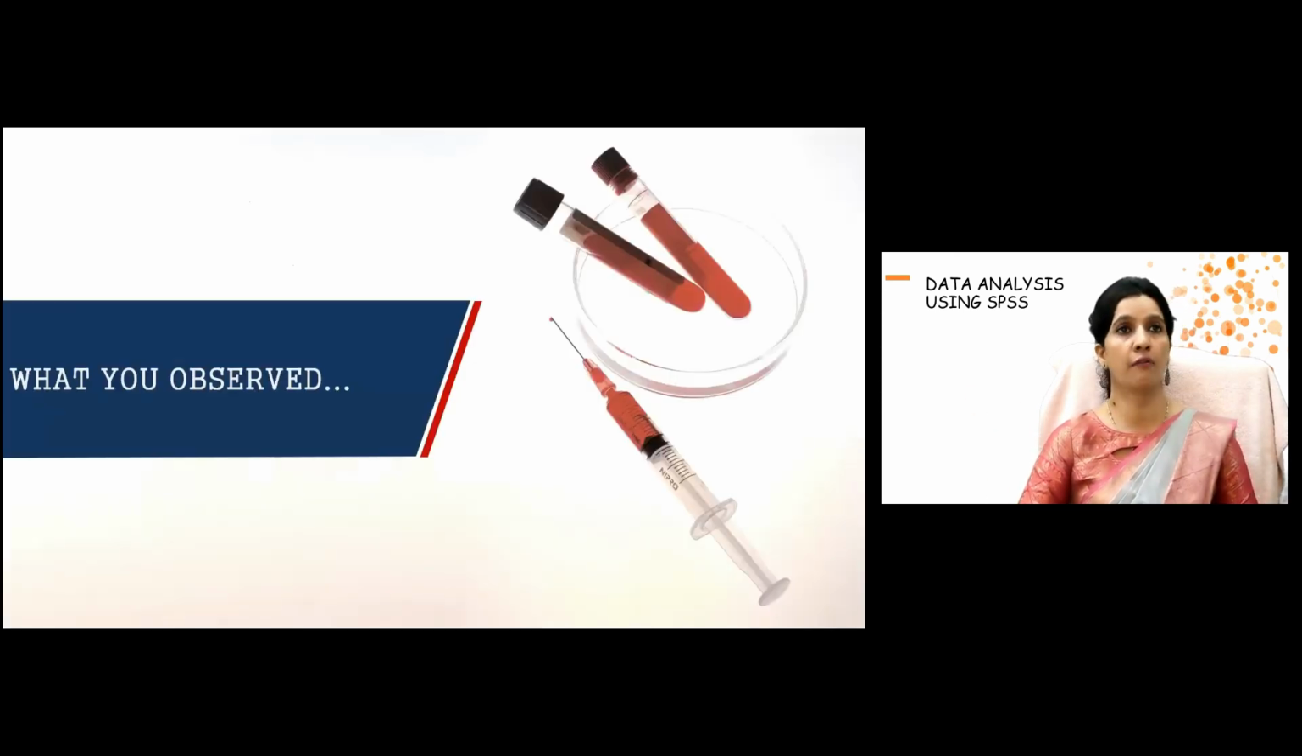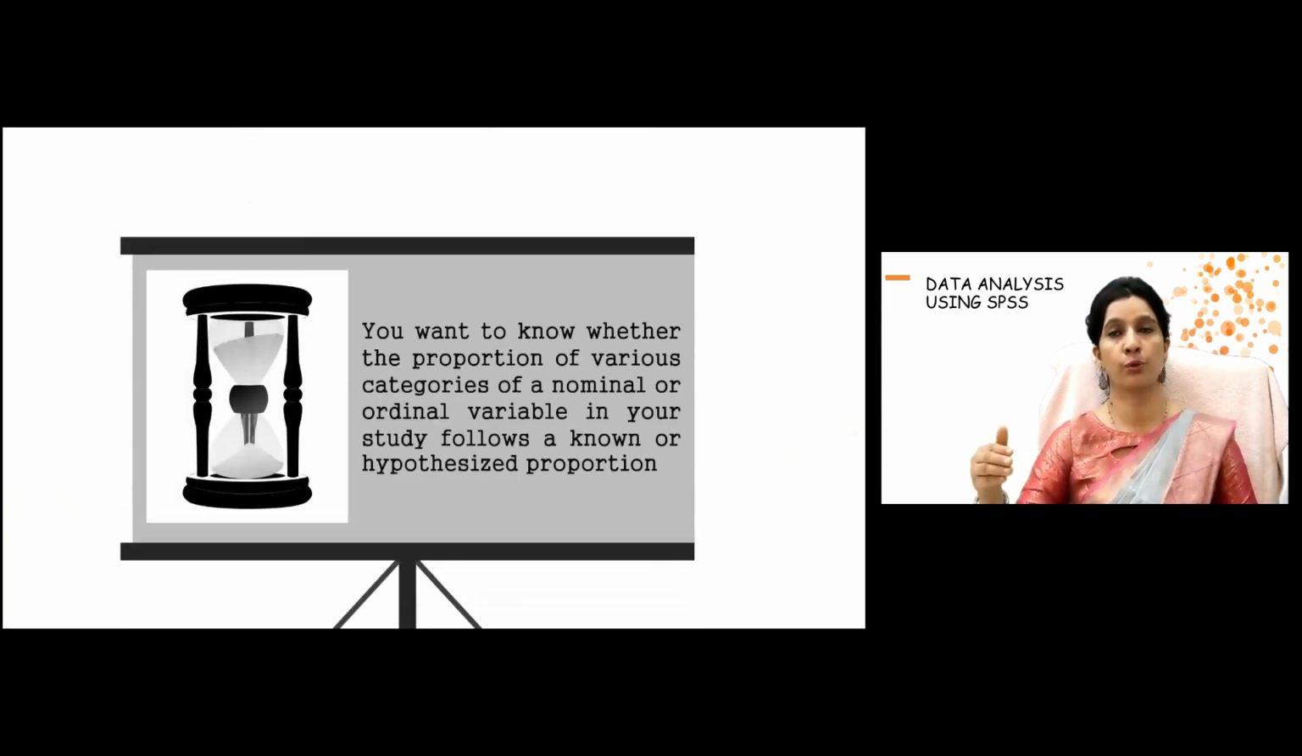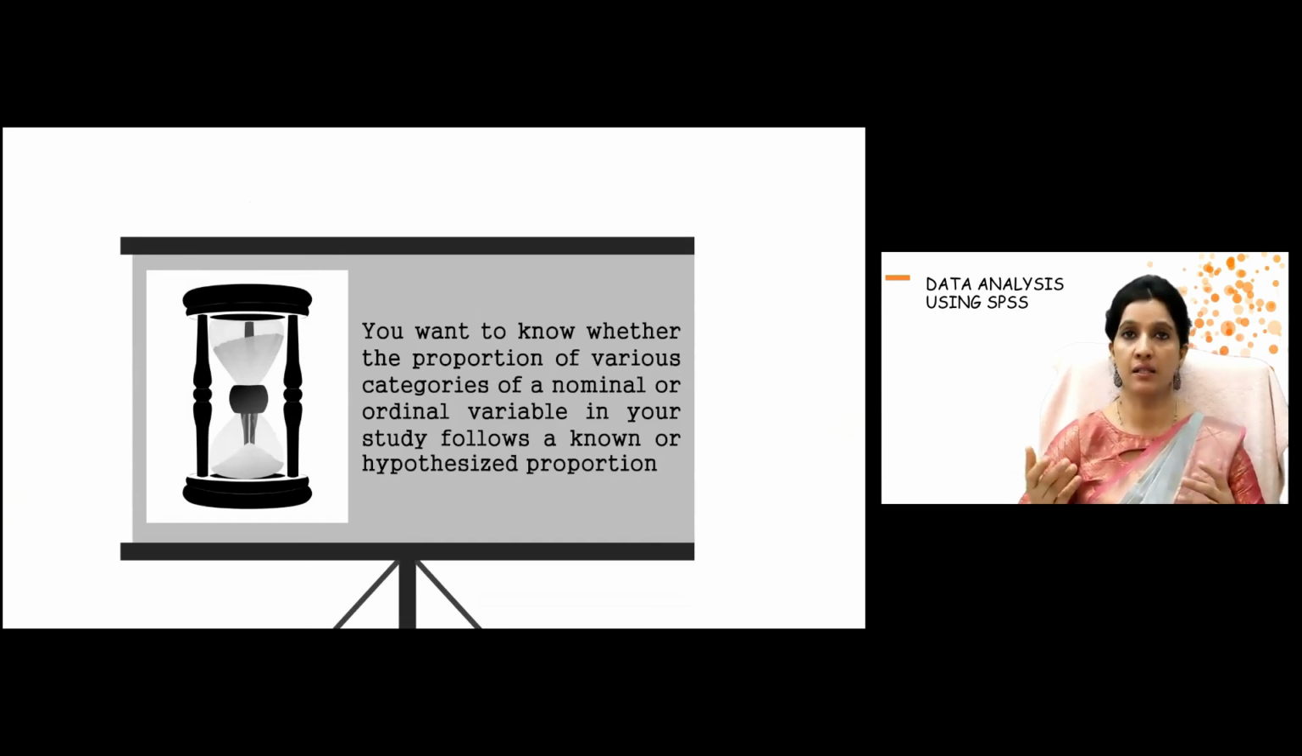So what we have observed in all these research questions, that it is basically, we want to know whether the proportion of various categories of a nominal variable or an ordinal variable, we may call it as a categorical variable, in our study follows either a known or a hypothesized proportion.